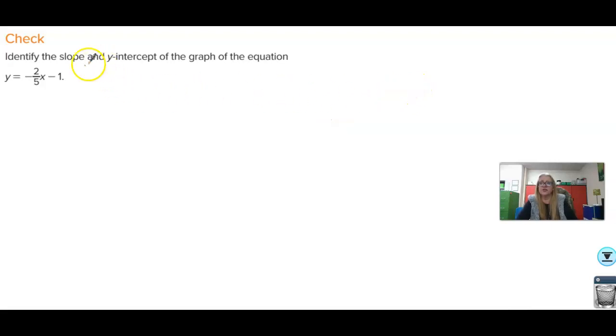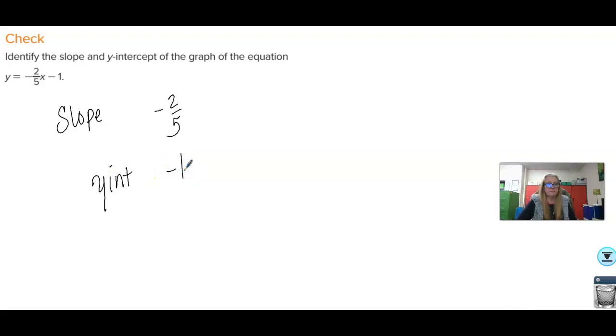All right, and here's your check. What's the slope of this one? The slope is the number in front of the x, -2/5. What is your y-intercept? Your y-intercept is -1.